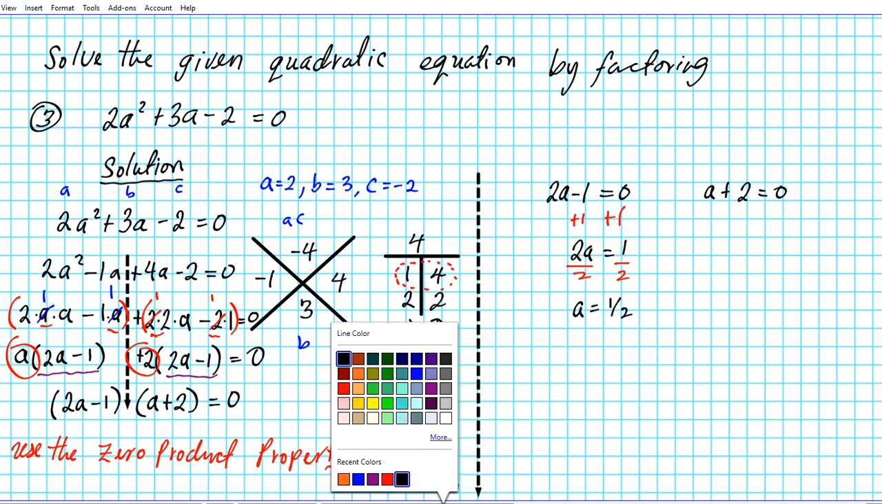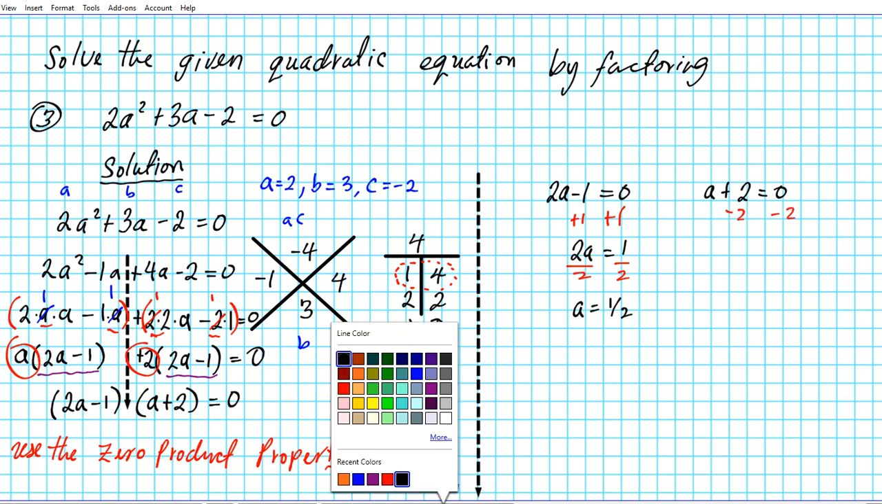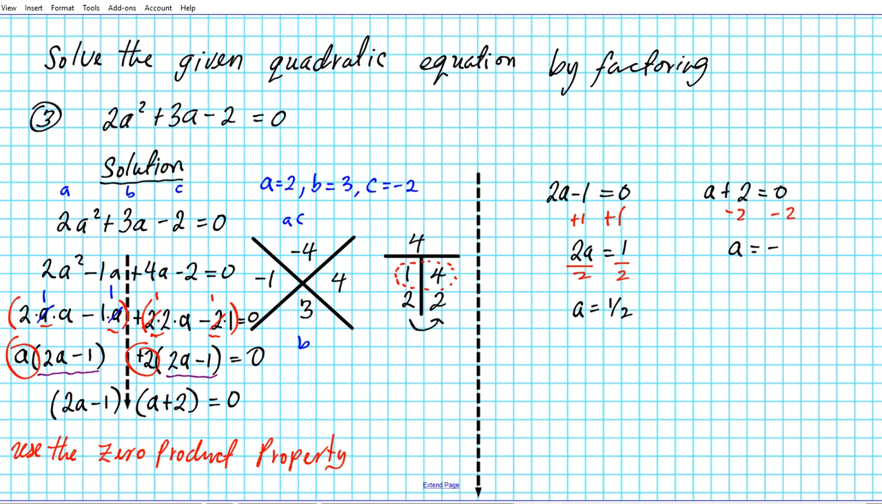And then for the second one, we simply subtract 2 from both sides of the equation, and that will give us our answer, which is a equals -2. All right, so our solutions are -2 and 1/2. Now what we're going to do is graph this equation in a calculator just for verification purposes, to see if our solutions are in fact correct.